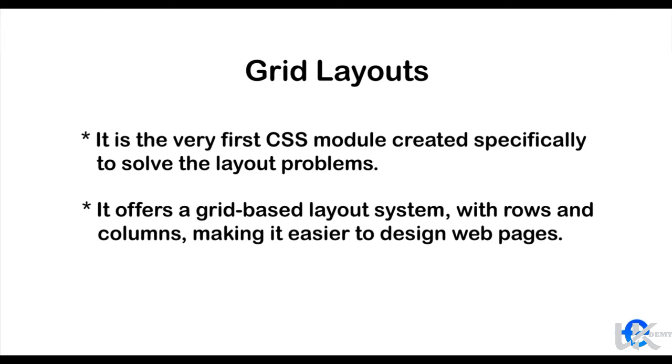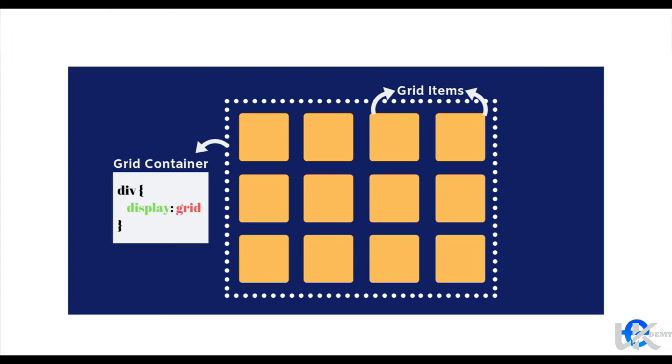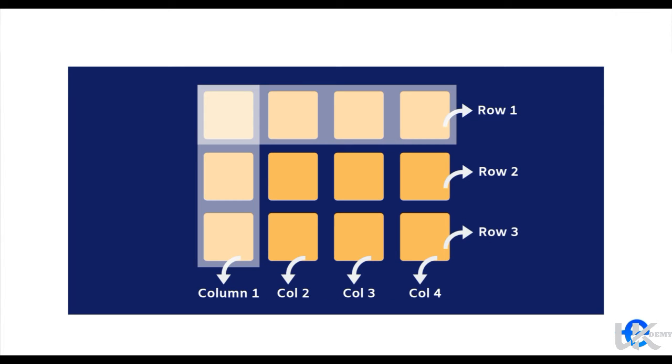Let's try to understand some of the concepts of CSS grid layout. Say we have this grid layout. The parent element needs to have a display value grid, and it is called grid container. And all these elements wrapped inside the container are called grid items. As I mentioned earlier, the grid layout has rows and columns. The vertical lines of grid items are called columns and the horizontal lines of grid items are called rows.